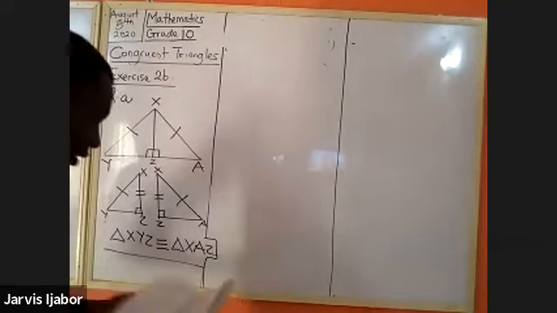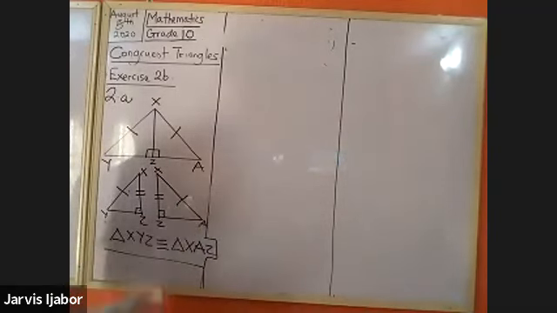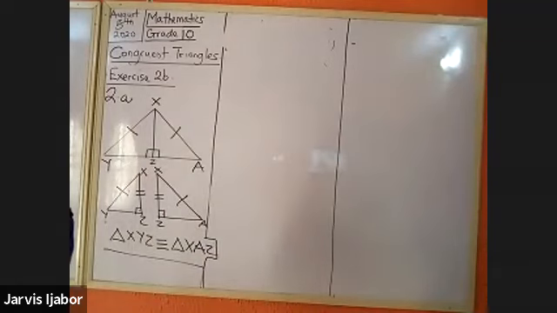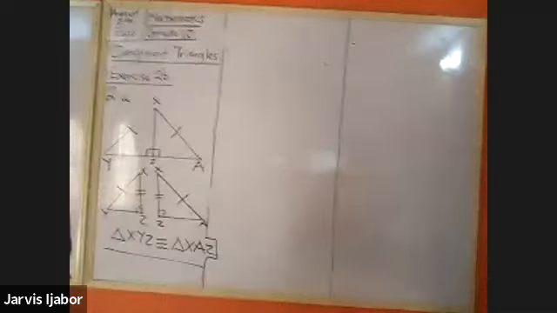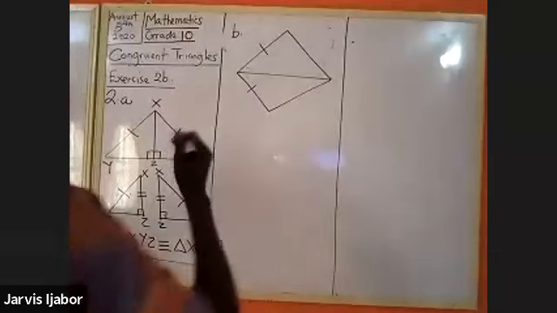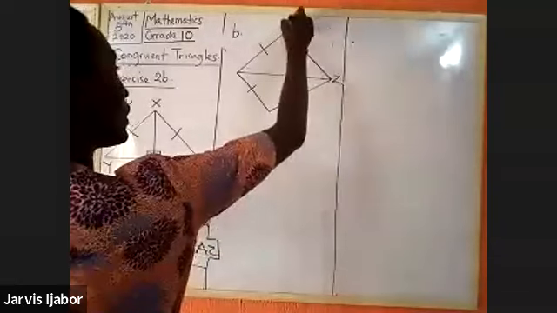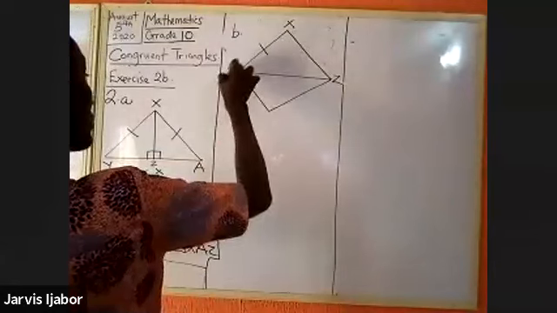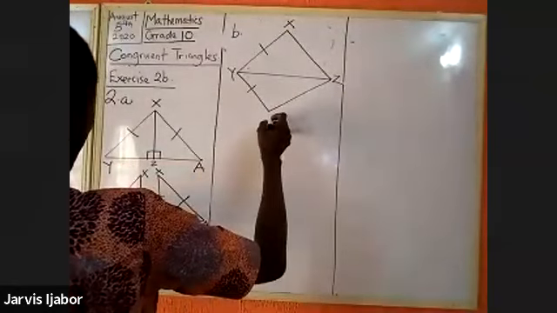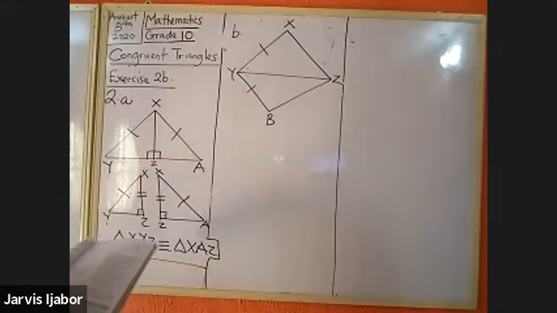So let me allow you to do question 2B. Do question 2B and let me see what you're going to get. It's practical. This one is something you must do. In fact, when you are submitting your assignment, make sure you draw. If you don't draw, it is 0, because your drawing now will tell me that you know what you are doing.